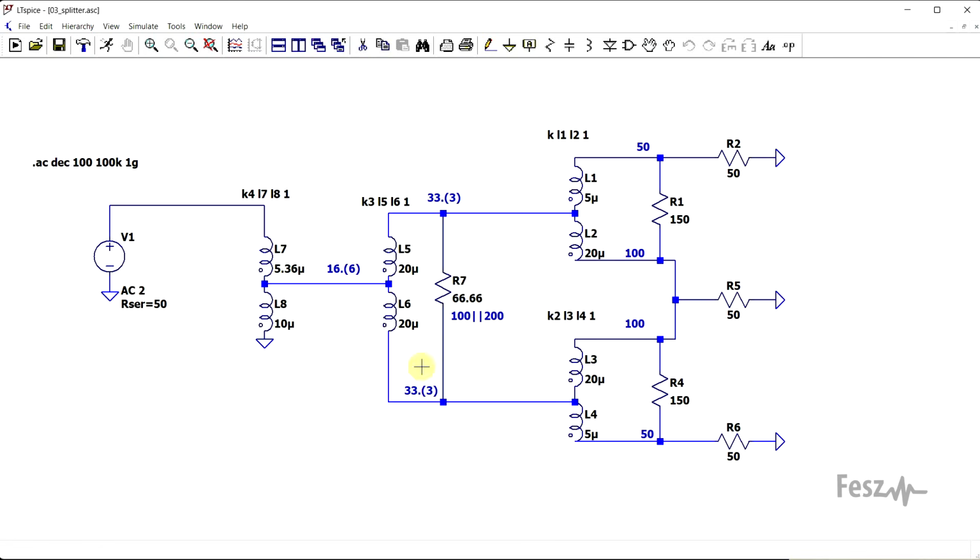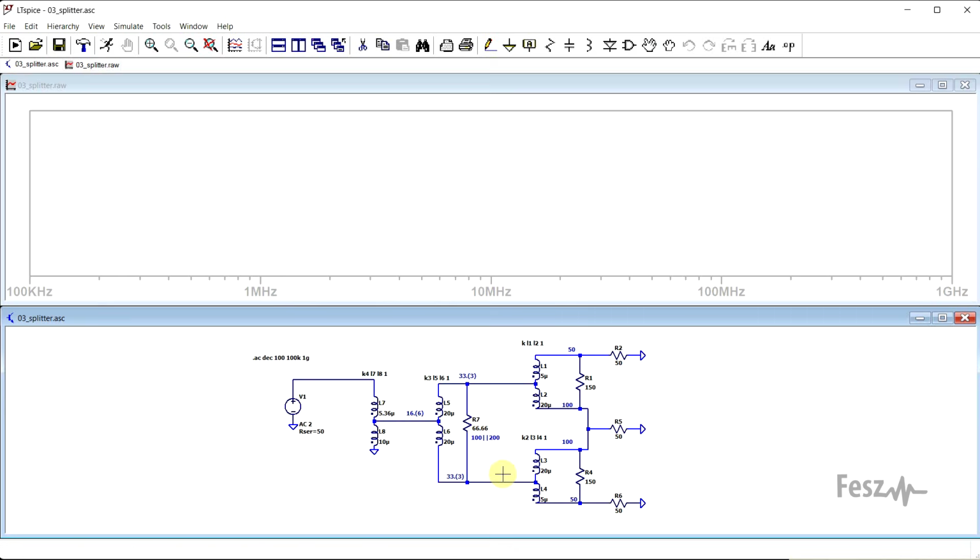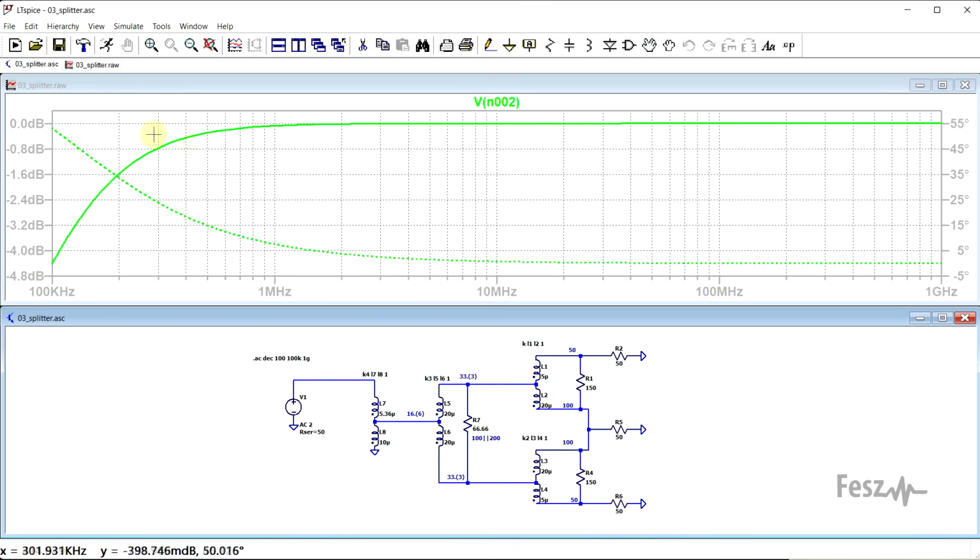Now, for this circuit, you need 4 transformers and some resistors. As far as the isolation resistor values go, for the output transformers, you need 150 ohms, which is a standard value, so no issues here. But for the middle transformer, you need 66.66 ohms, which is not really standard. However, if you want to build this, you can still obtain this value by putting 100 and 200 ohms in parallel.